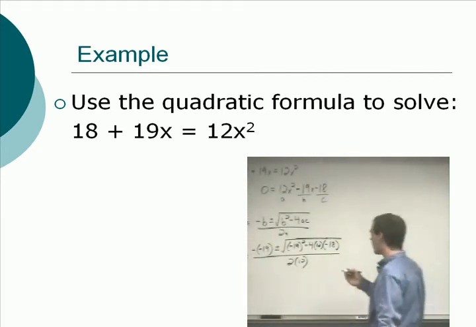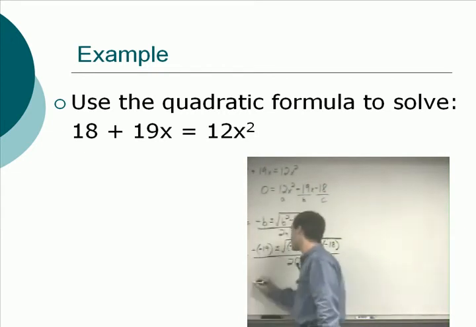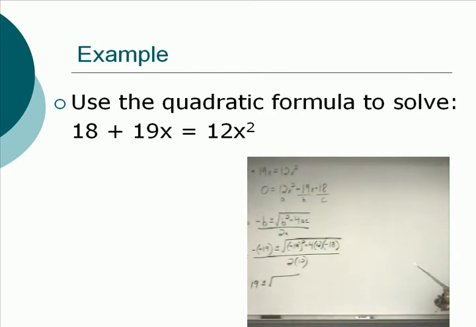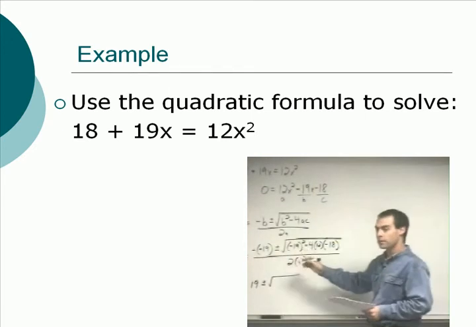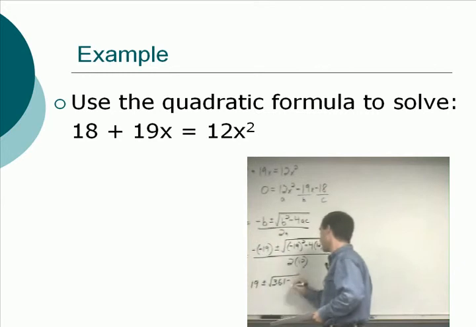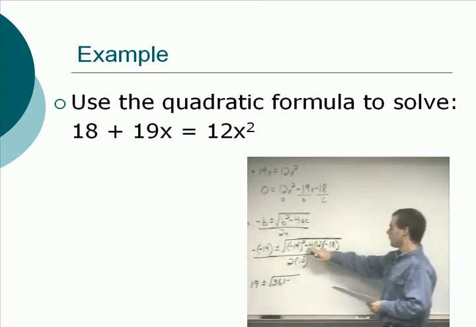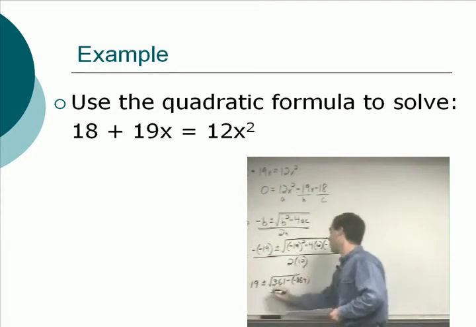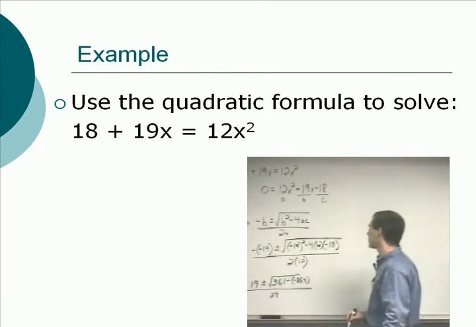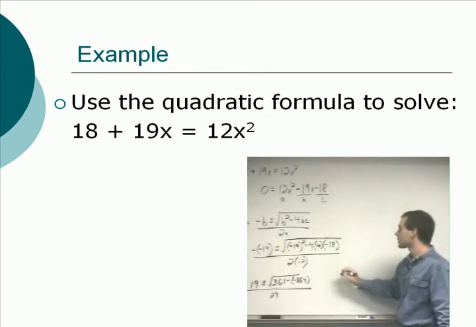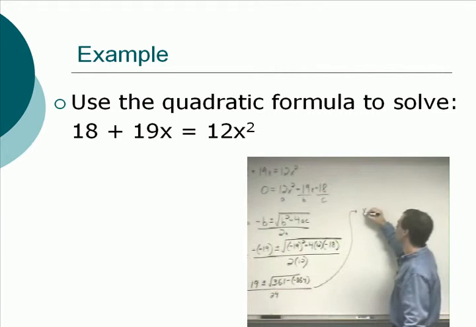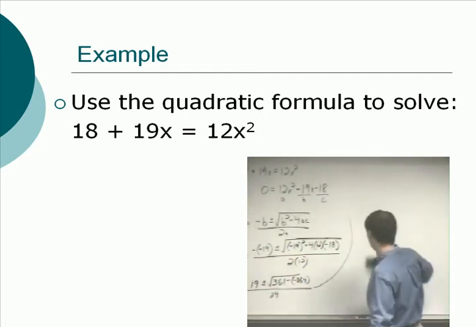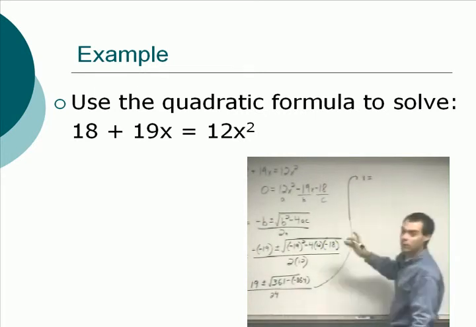Okay. So we have x equals negative 19. That's just really positive 19 plus or minus the square root of negative 19 squared is 361 minus 4 times 12 times negative 18, that's negative 864, all over 24. I just squared the b and figured out what 4ac was. 4 times 12 times negative 18. Everybody okay up to there?